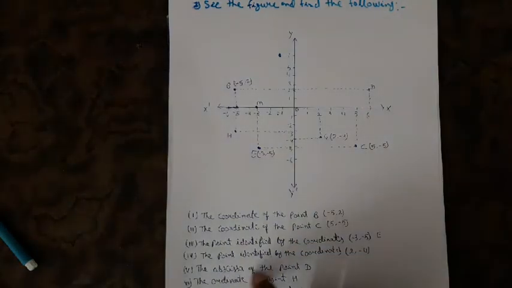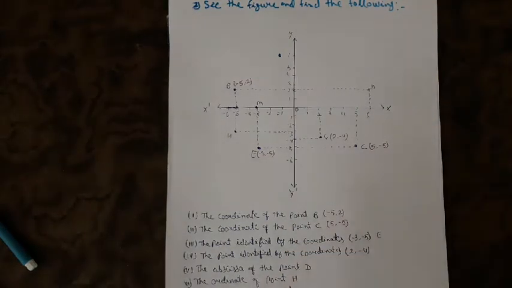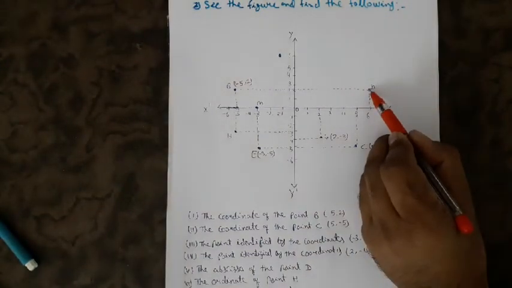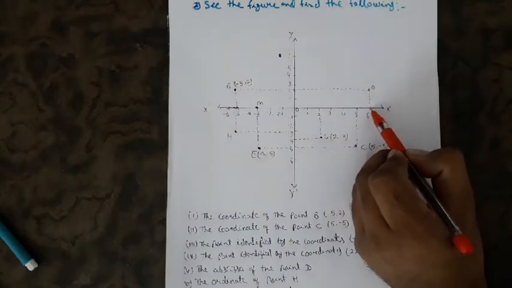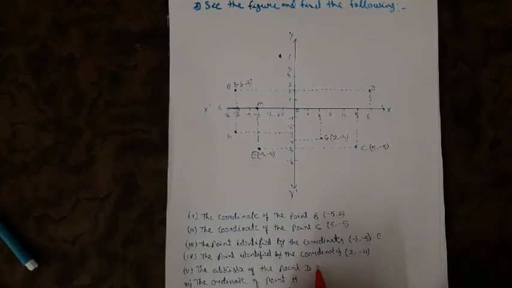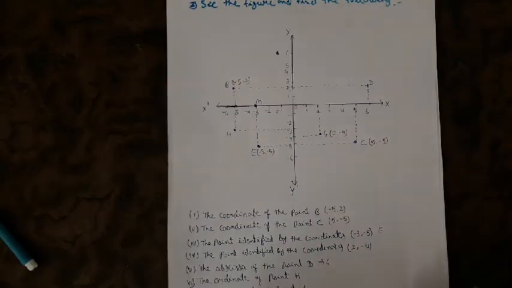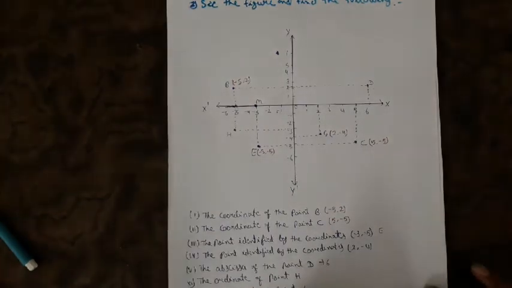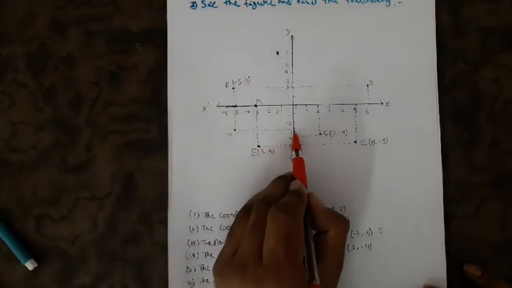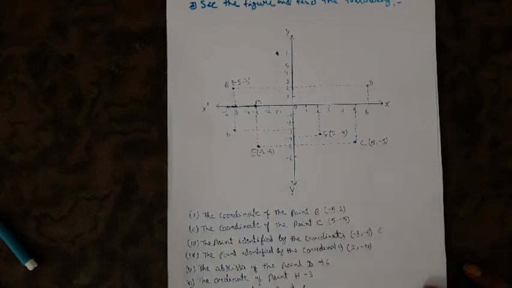Next we have the abscissa of the point D. Abscissa of point D means the value of the x-axis. In the first session I had explained it. So point D is intersecting the x-axis at where? At 6. So the abscissa of point D would be 6. Then the ordinate of point H. Ordinate means the value of the y-axis. Ordinate of H, so H we have here. Ordinate of H would be -3.